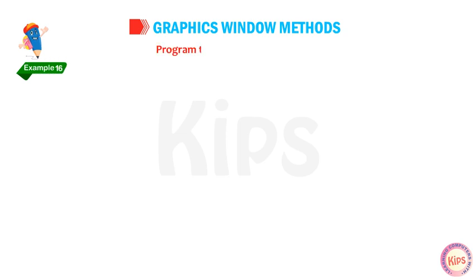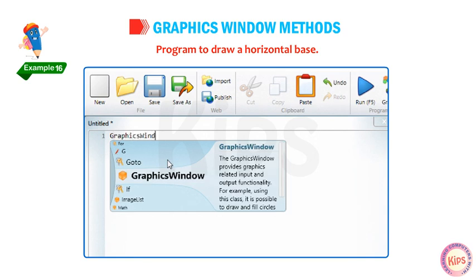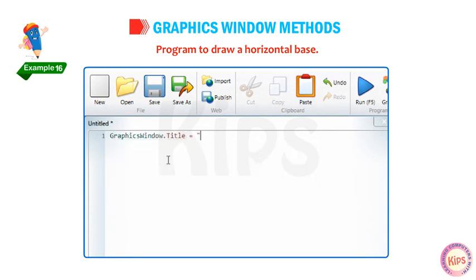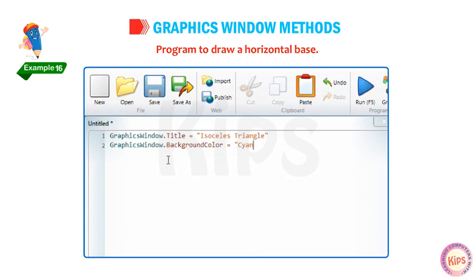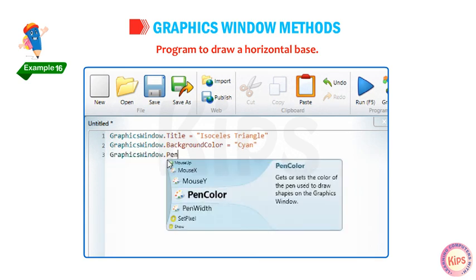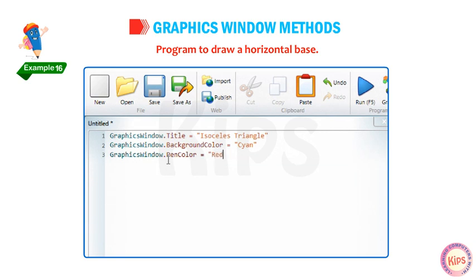Example. Program to draw a triangle with a horizontal base. GraphicsWindow.Title = "Isosceles Triangle". GraphicsWindow.BackgroundColor = "Cyan". GraphicsWindow.PenColor = "Red".